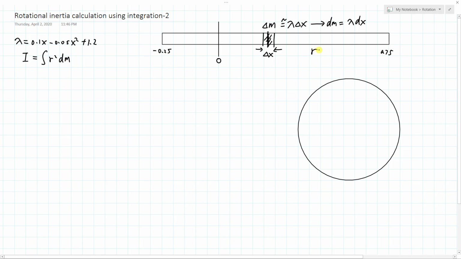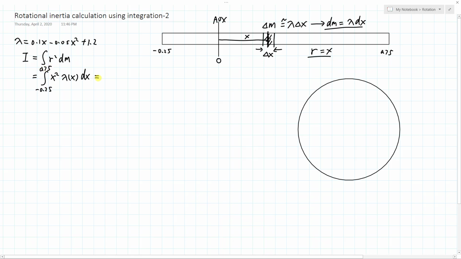And also this r is equal to x, right? The distance from the axis of rotation to this point is called x. So we have these two crucial pieces of information to make this integral doable. Let's do the integral. The r gets replaced by x, so x squared, and dm gets replaced by lambda, which is a function of x, just to remind the audience, and then dx. Since we have everything in x, we integrate x from minus 0.25 to 0.75.